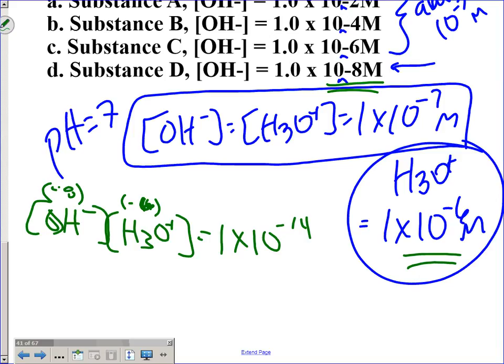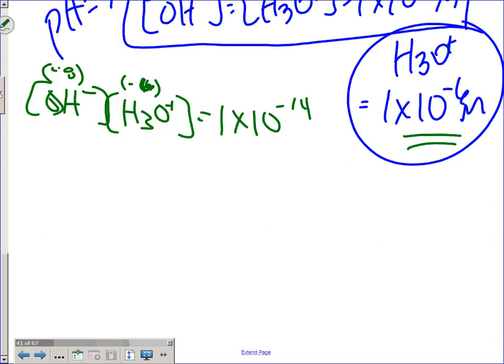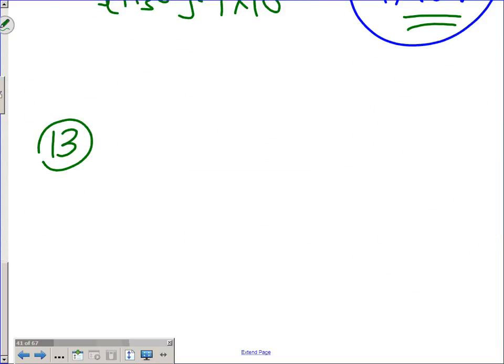Tomorrow. And if we don't do it tomorrow, then we'll do it after break, but I'd rather do it tomorrow. That way you're not having to stress about that the day after break. Okay? And you guys ready for 13? 13 is a weak acid problem.